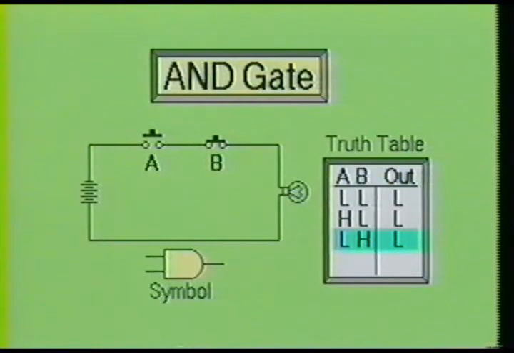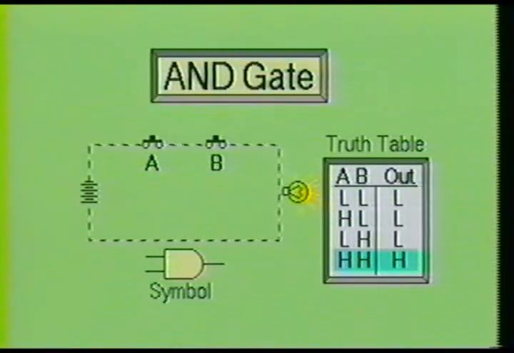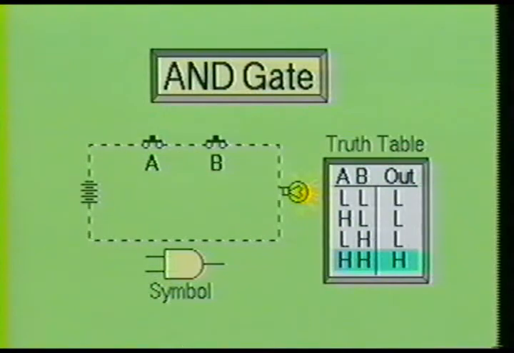Next, we will release the button on switch A and push in the button on switch B. Again, you will notice the lamp did not turn on. At this point, the truth table shows a low on A, a high on B, and a low at the output. Now suppose we push in switch A and switch B. When this happens, the lamp turns on. Our truth table now shows that a high on A and a high on B produces a high at the output.